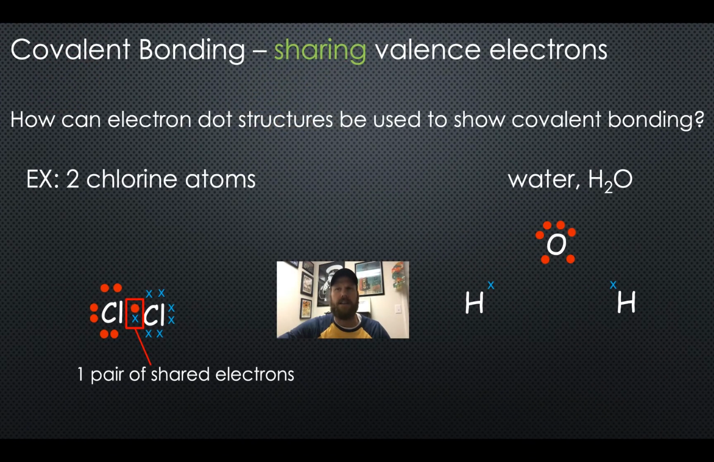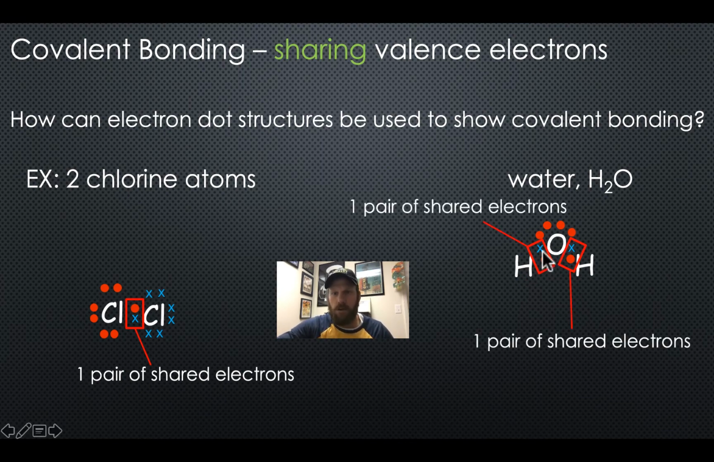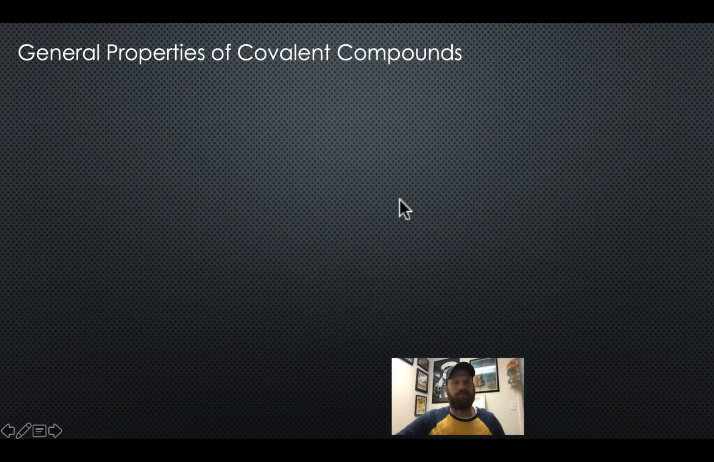Do you see how these 3 atoms are going to interact to form a water molecule? If each hydrogen shares its 1 valence electron with one of the unpaired electrons from oxygen, then all 3 atoms end up with a full valence shell. Oxygen following the octet rule, 2, 4, 6, 8 electrons, and each hydrogen following the duet rule with just a pair of electrons. So, what are the properties of covalent compounds?